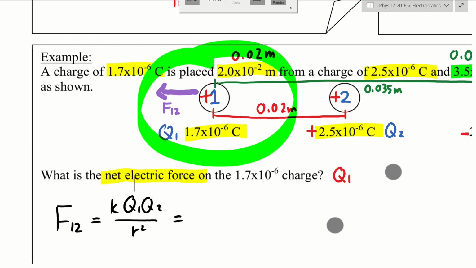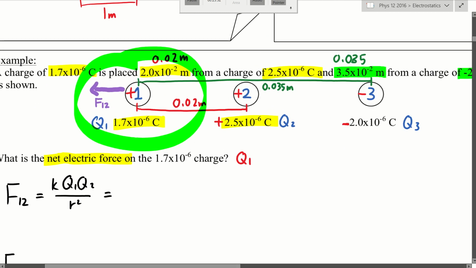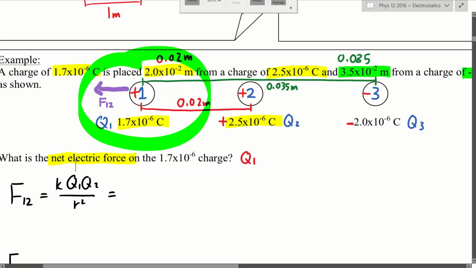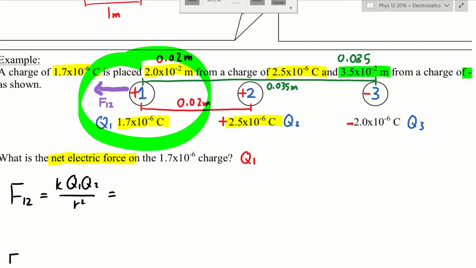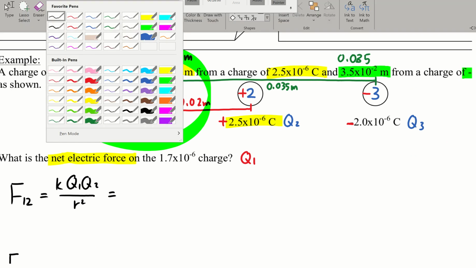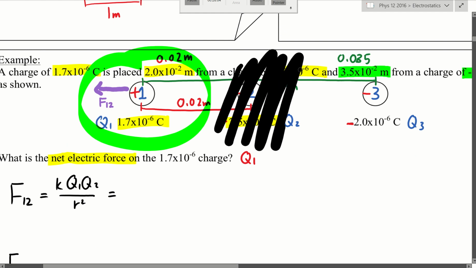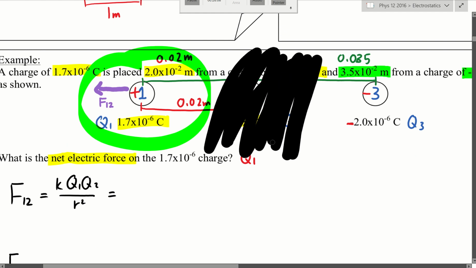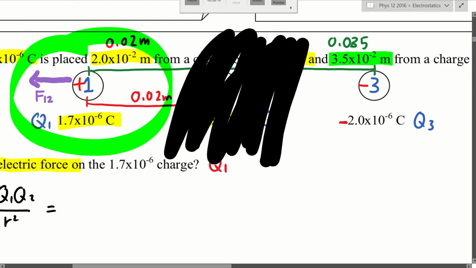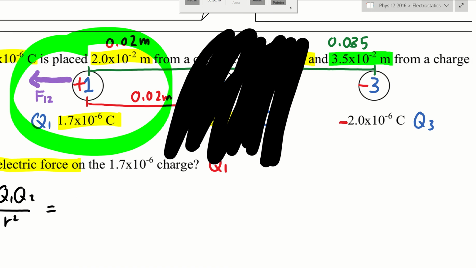Now the next part is going to be a little bit more complicated because I'm not in front of you right now to actually cover up something. But what I need you to do is actually mentally, or maybe I'll just block it with some color. We are not looking at charge 2 anymore. Consider that gone. Now we are only looking at charge 1 and 3. Why 1 and 3? Because I want a total force on charge 1. So there is an interaction between 1 and 2, and there is an interaction between 1 and 3.